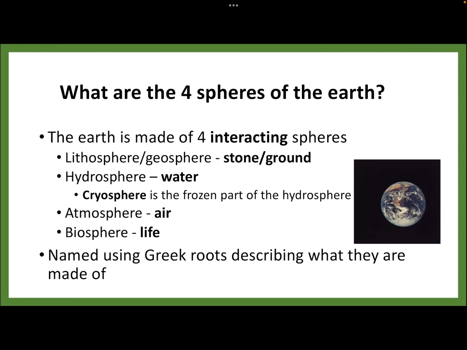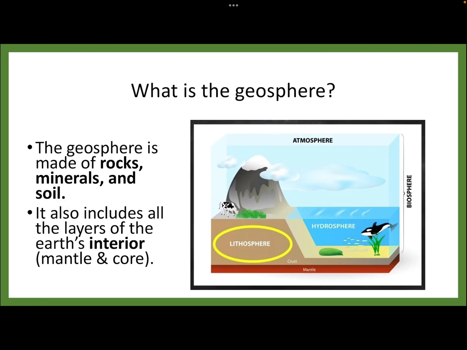These words are all coming from our Greek roots. So if you remember our root words, this will help you to figure out and remember what some of these mean. Let's begin by talking about the geosphere. The geosphere is made up of the land, the soil, the rocks, the minerals. It also includes our layers that take us down into the Earth's interior, like the core and the mantle. So it's all the layers of the Earth. So it would be the crust, the mantle, and the core.